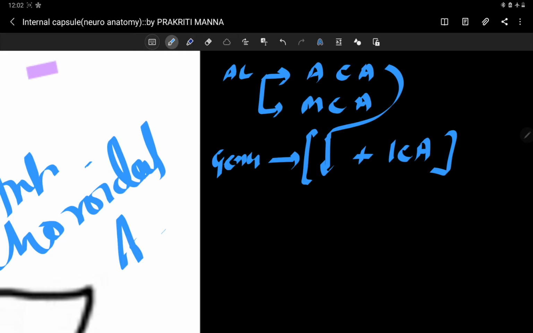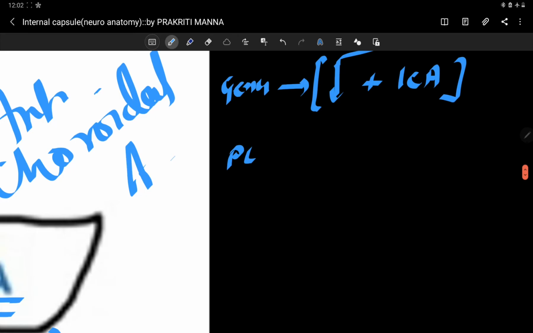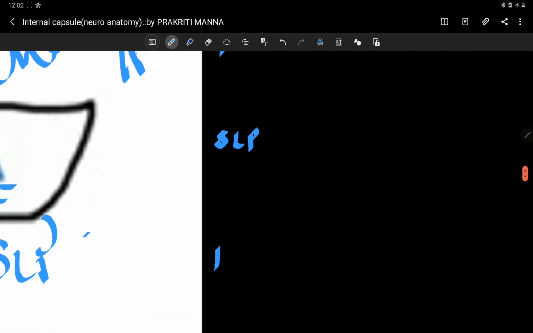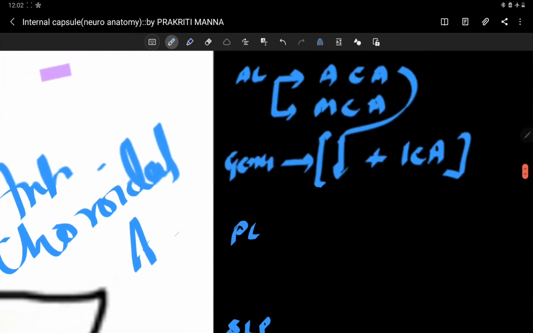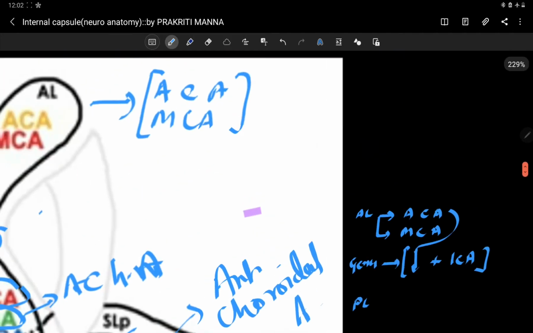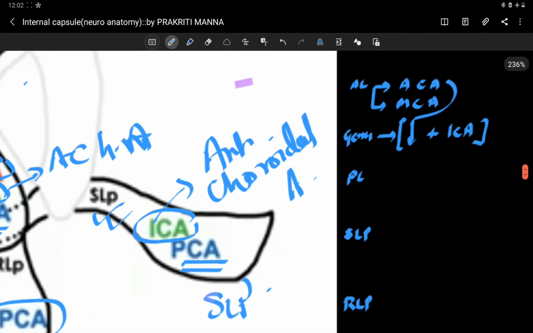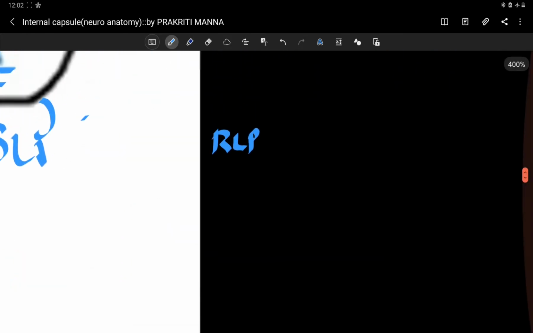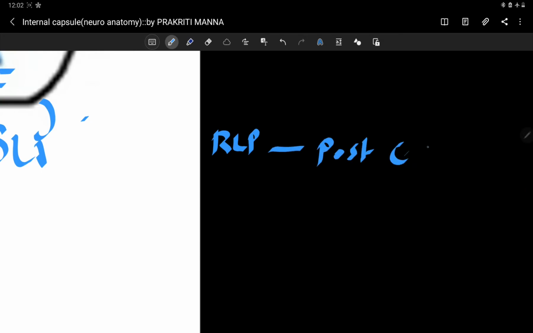Next to the genu, the posterior limb. Next to the posterior limb, the sublentiform part. Next to the sublentiform part, the retrolentiform part. These are the 5 parts of the internal capsule. Now let's start from the retrolentiform part. The retrolentiform part is supplied by the posterior cerebral artery.